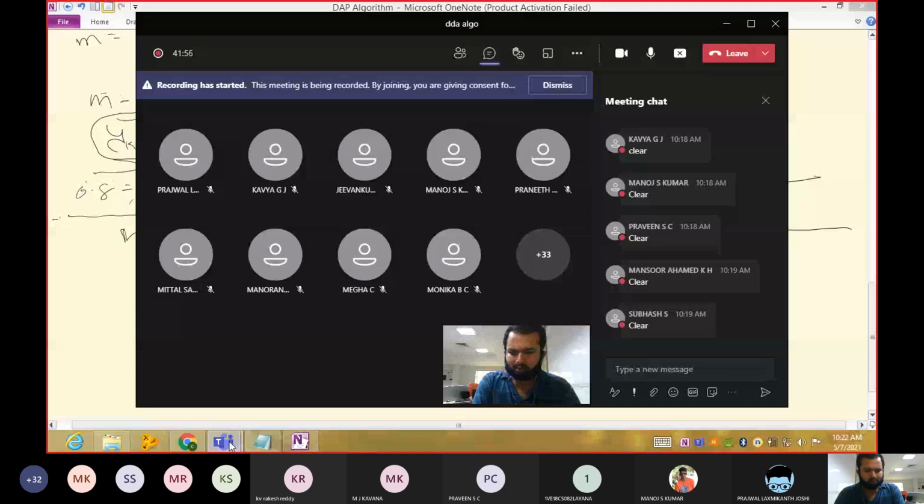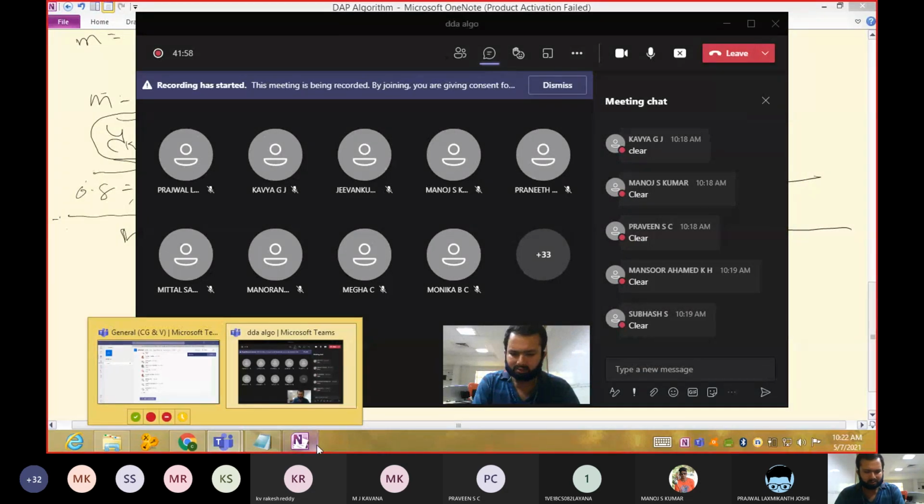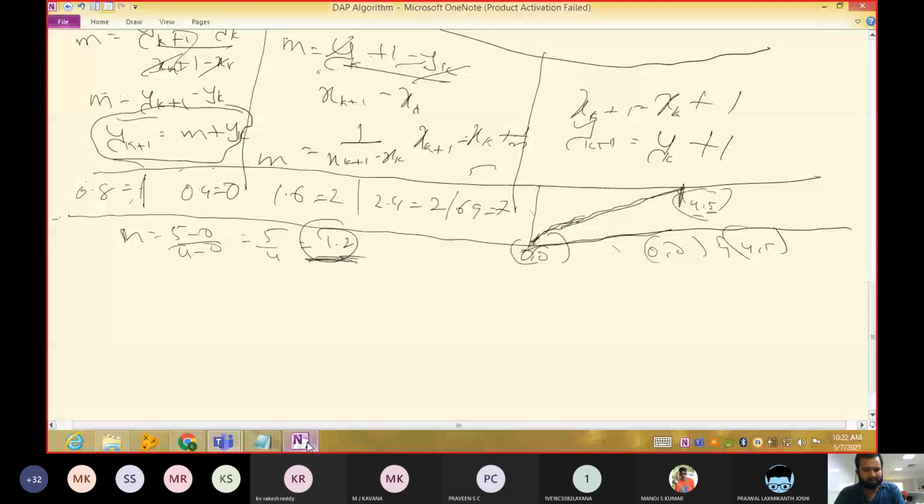Okay, now answer to this one. Here m is greater than 1, right? So here does x move in unit intervals or y move in unit intervals? Y, sir. So y moves in unit intervals.